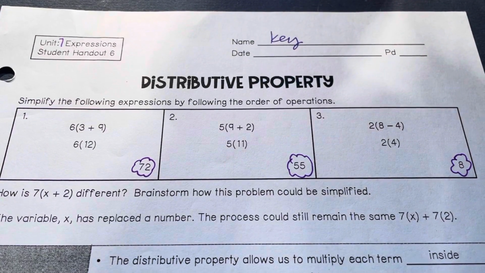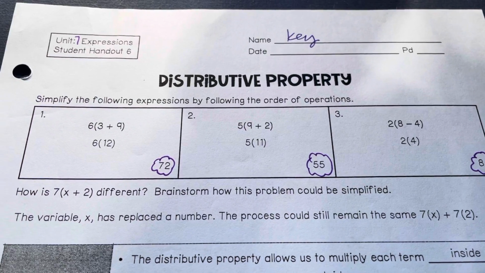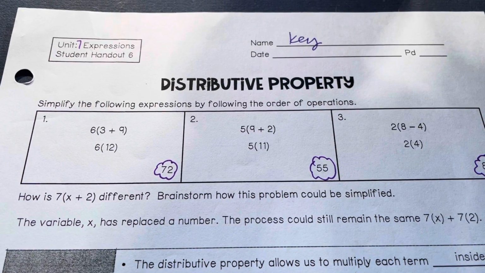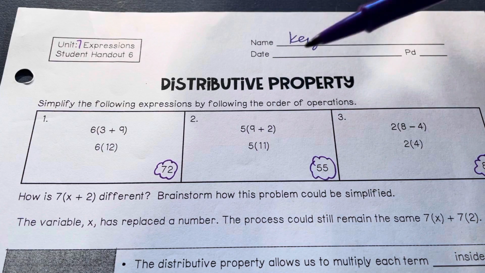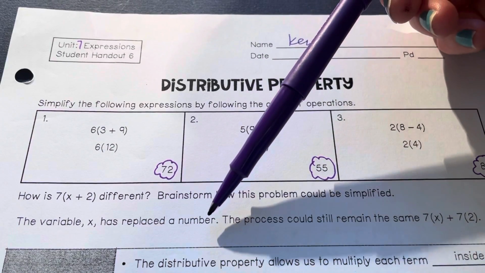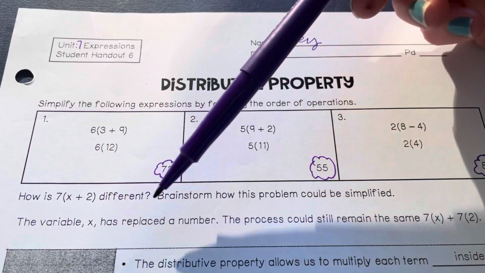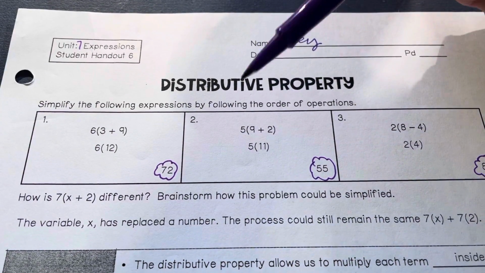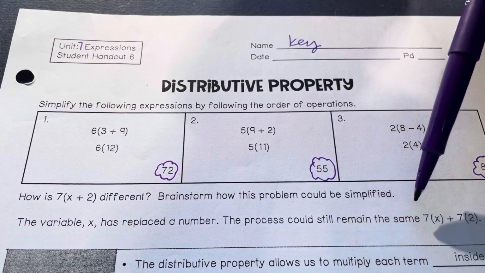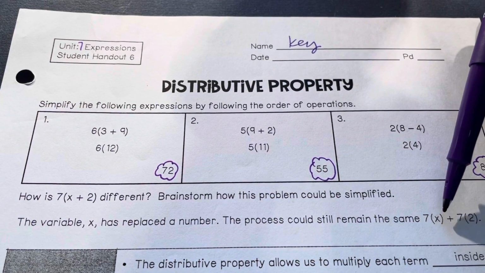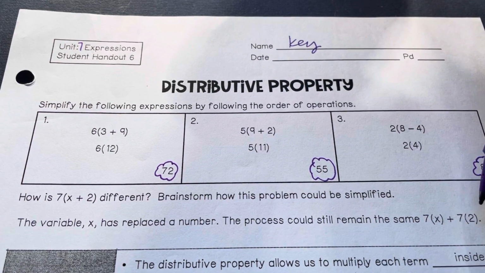Now we're going to think about this a little bit differently with a variable. Okay, so how is 7 times x plus 2 different? All right, so you could try to brainstorm how that would be simplified. Without knowing what x is, it can only be simplified using the distributive property, which we're going to learn about now. Okay, so the variable x has been replaced by a number, right? We have x, we don't know its value, but we have x as like a placeholder, it's a variable. So the process could still remain the same though. We can do 7 times x, and then 7 times 2, all right?